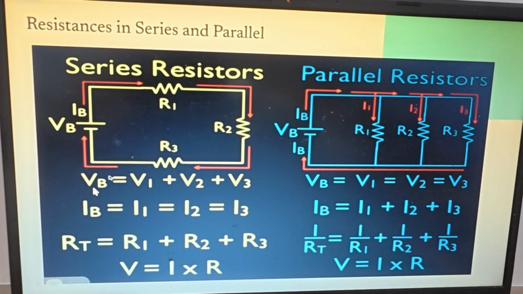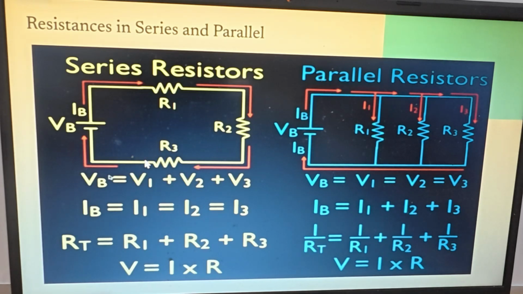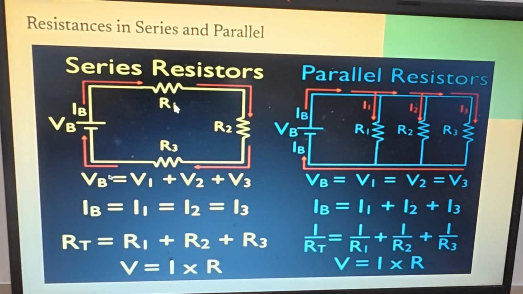So the total voltage on the battery is going to be the sum of the pressure, or the voltage drops, which is the pressure drop in essence. The voltage drop through each resistor. So this voltage 1 is going to be I times R1, and one current flows through the entire circuit. Only one current. The total circuit current I sub B is equal to the current through resistor 1, resistor 2, and resistor 3. So they're all the same.